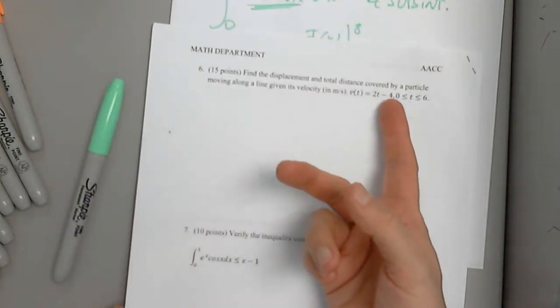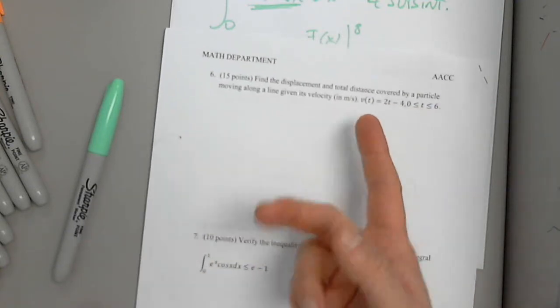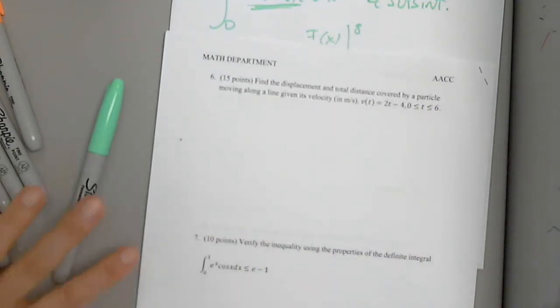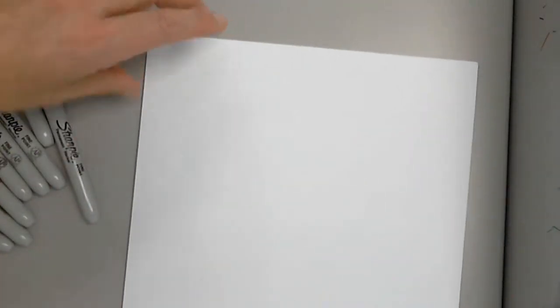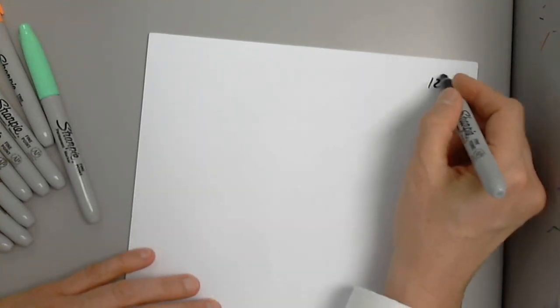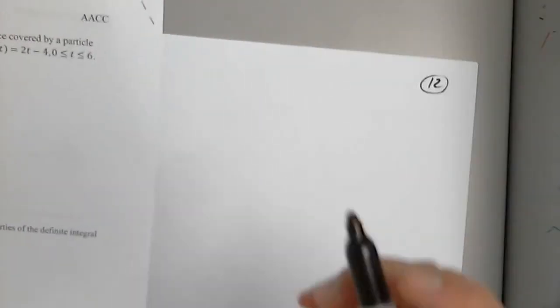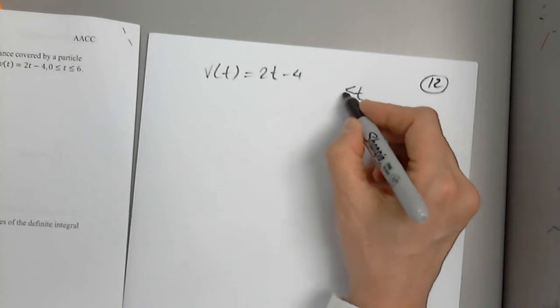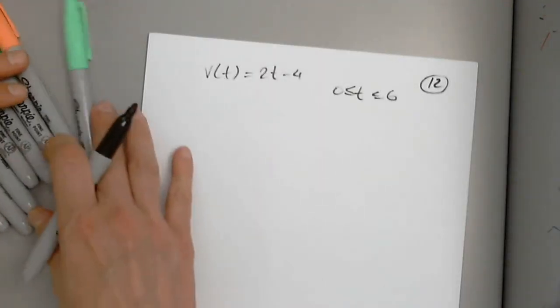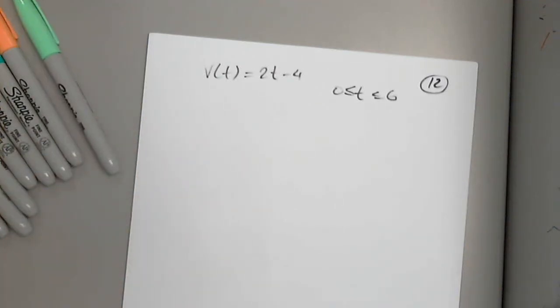Find the displacement and total distance covered by a particle moving along the line given its velocity. So we did this a long time ago with that particle moving back and forth. We're given the velocity 2t minus 4, and the interval is between 0 and 6. Do you remember that situation with the particle moving back and forth, and we were adding absolute values and so on and so forth?